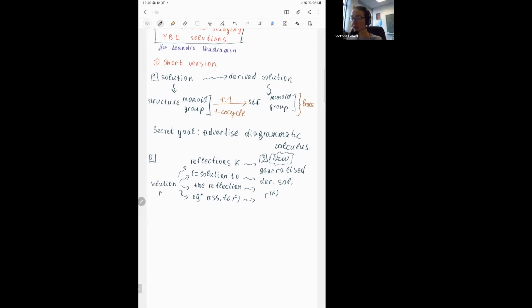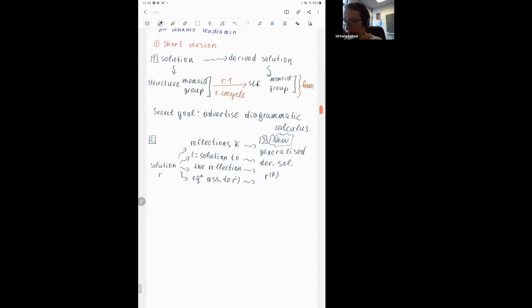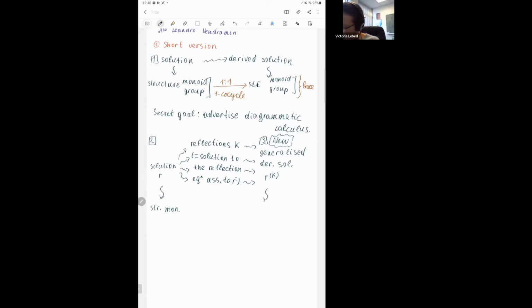It means that I have actually a whole family of solutions to the Baxter equations, which are indexed by reflections. And even in small examples, you can have a really big family here. So now I can do the same thing as before. I can try to compare the structure monoids of my original solution and of my generalized derived solution. And as you probably expect, since I'm talking about this, they will be related.